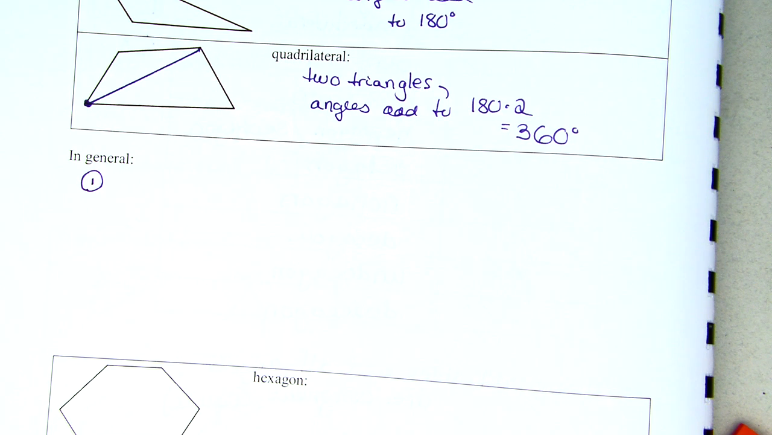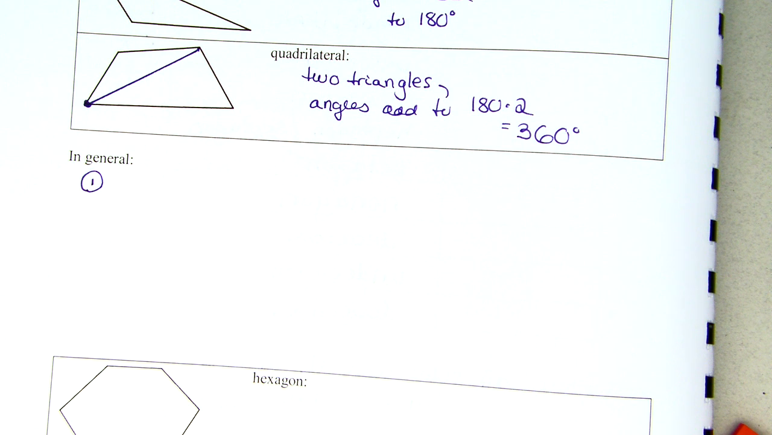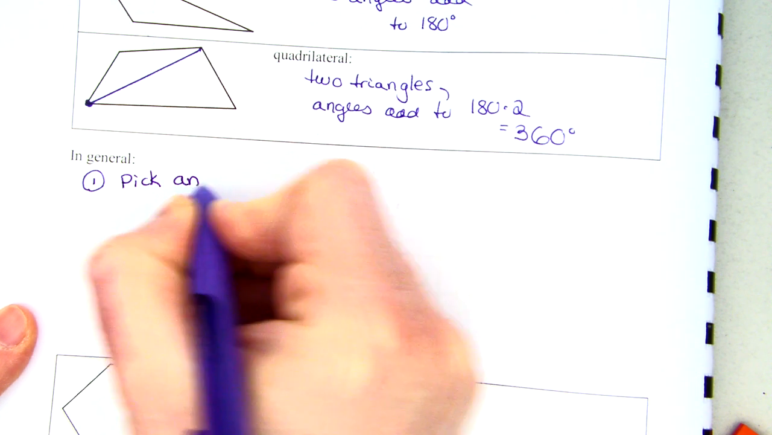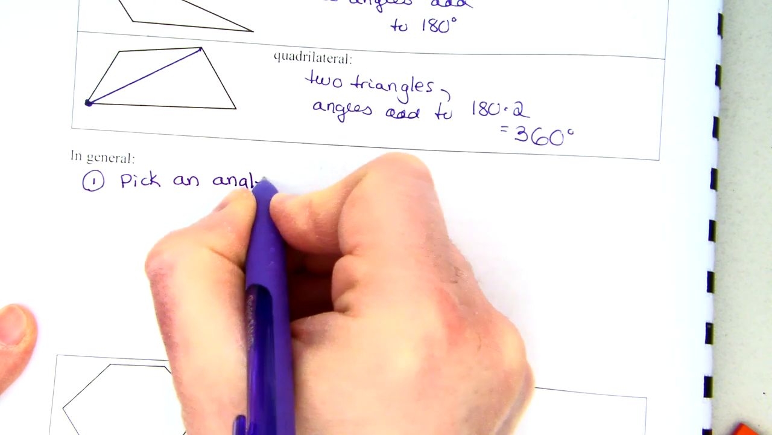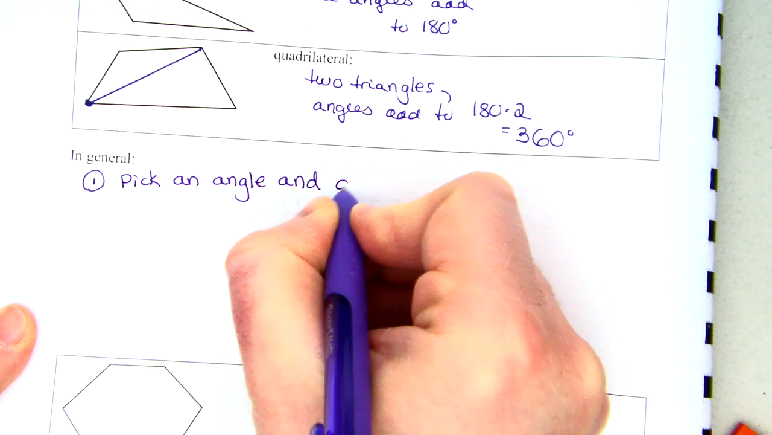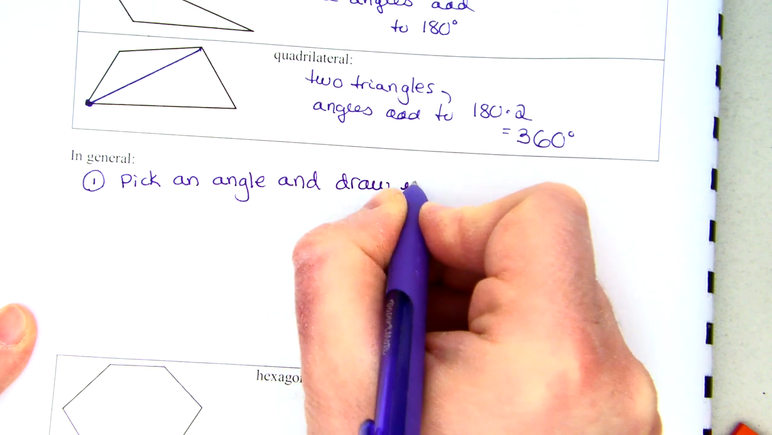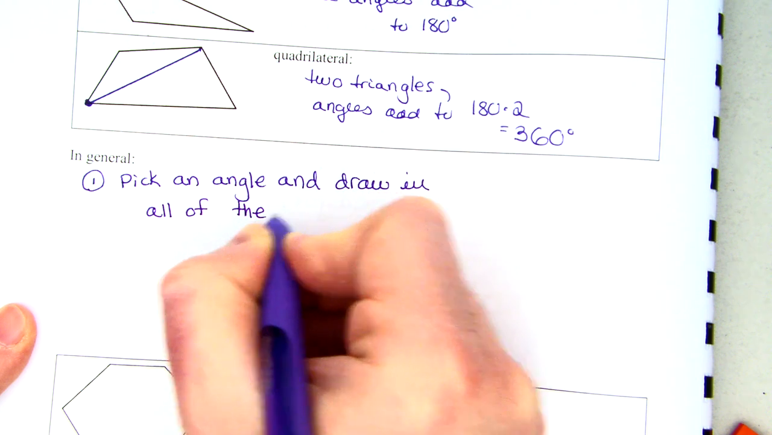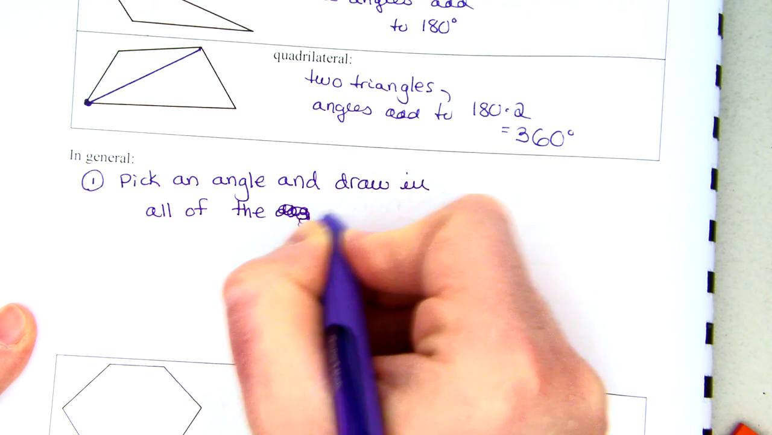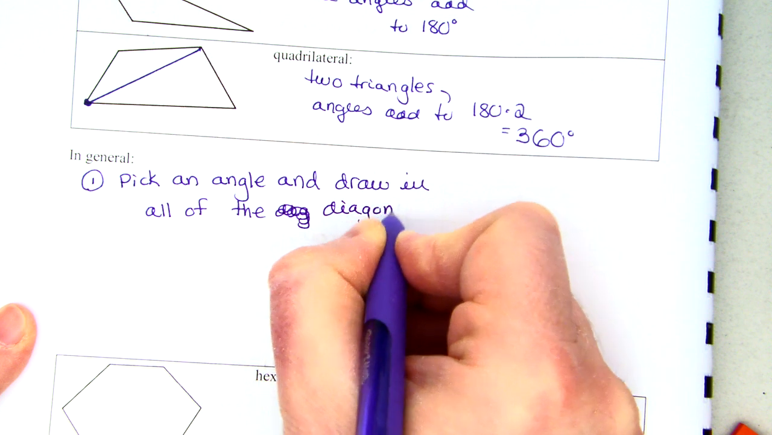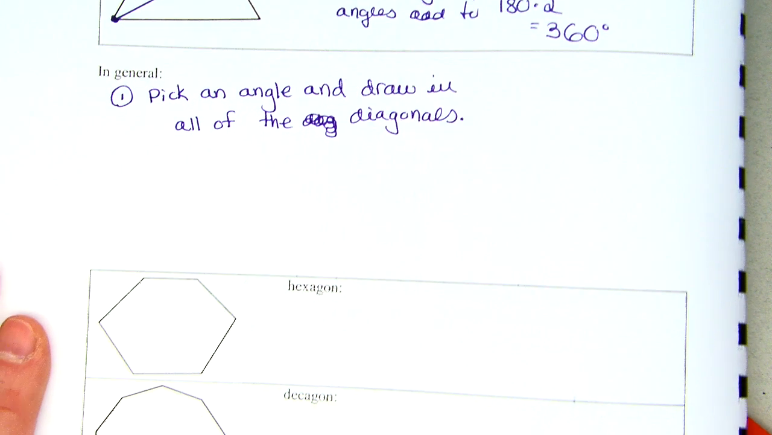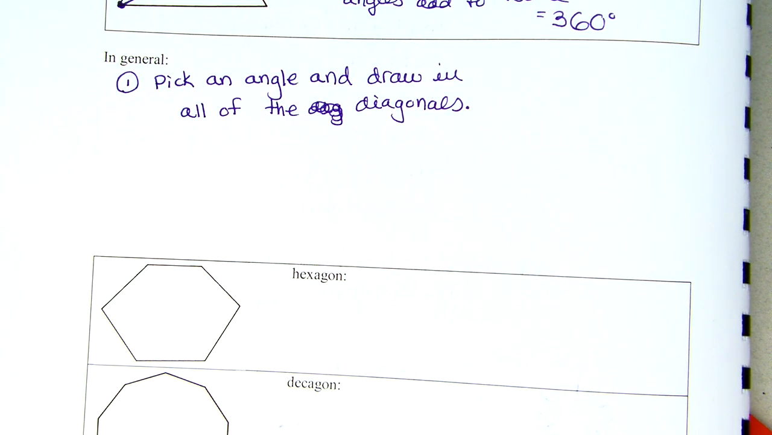Number 1, we are going to pick an angle and draw in all of the diagonals. And I'll show you that in a moment. There's an order we're usually going to go in to make sure we don't miss any of them. We're going to pick an angle, and we're going to draw in all of the diagonals.